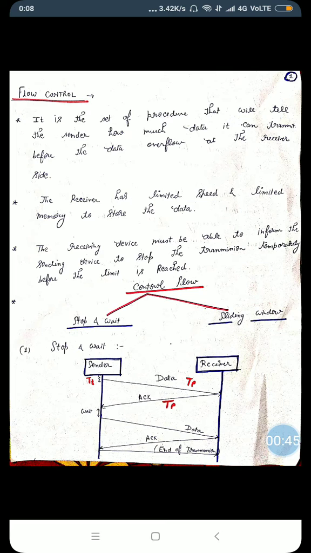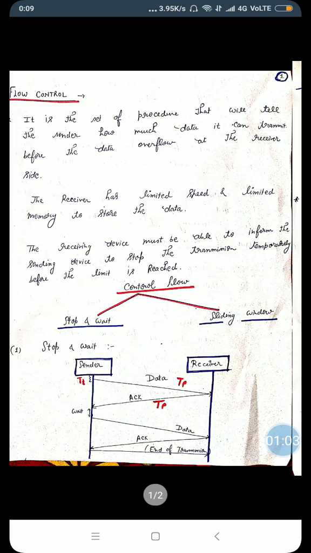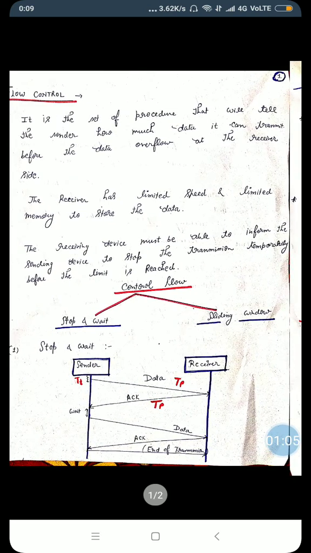reached. Flow control in computer networks is divided into two protocol levels. The first one is stop and wait, and the second one is sliding window protocols. Here we will learn about the stop and wait protocol and its basic mechanism of working.